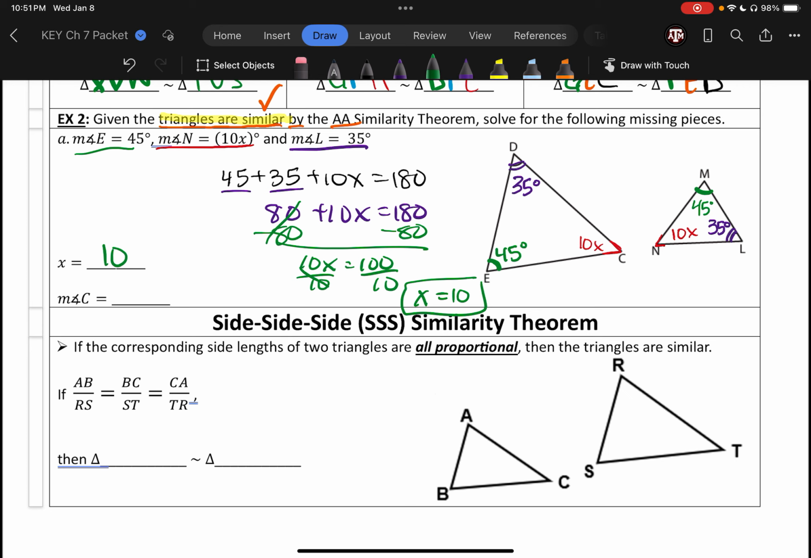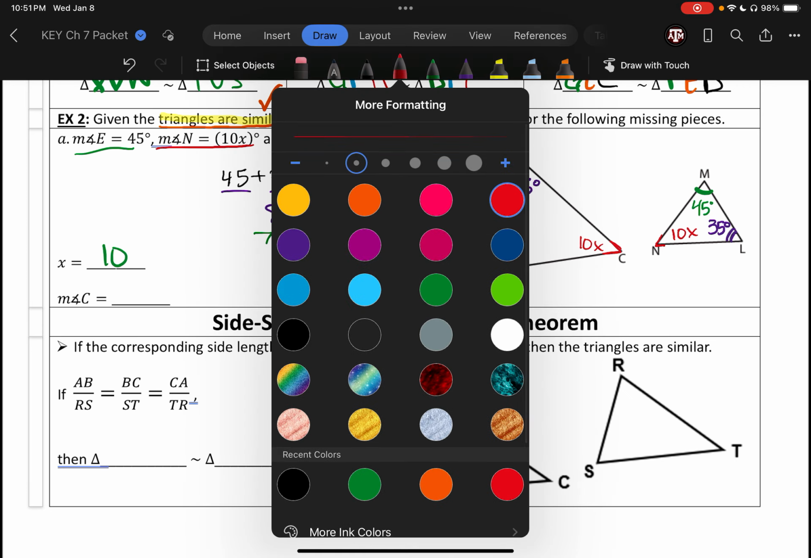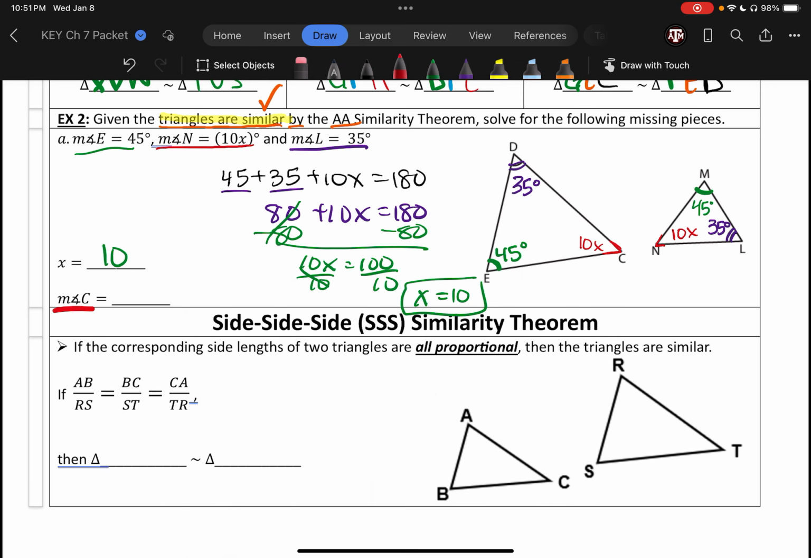Now the question was asking you for the next part, which is asking you to find the measure of angle C, right? If I want to find the measure of angle C, well, it's right here. Angle C is represented by 10x. So the measure of angle C, if it's 10 times x, we just found out that x is 10. So plug it in. This will be 10 times 10, telling you that the measure of angle C would be, well, 10 times 10 gives us 100. So the measure of angle C is 100 degrees.